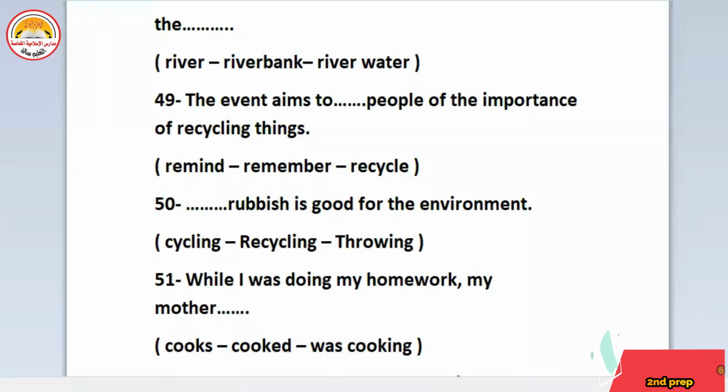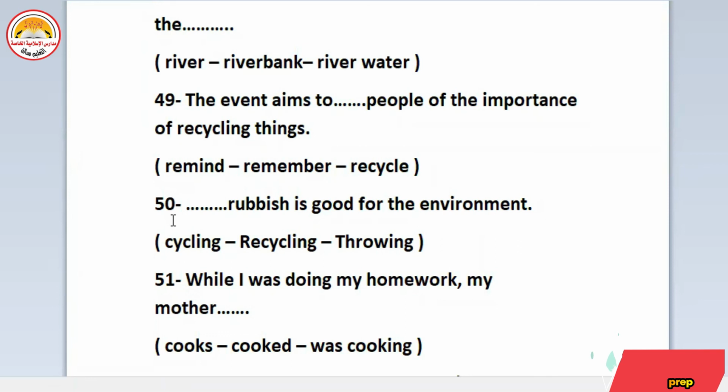Basmala. Okay. The event aims to remind people of the importance of recycling things. Remind, okay, very good. What's the difference between remind and remember, Basmala? Remember means that I remember myself to do something, for example, I remember to do my homework. Remind means that someone reminds me to do something, for example, my mother reminds me to do my homework. Okay, thank you, Basmala.